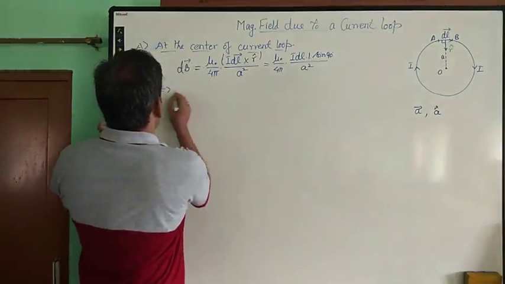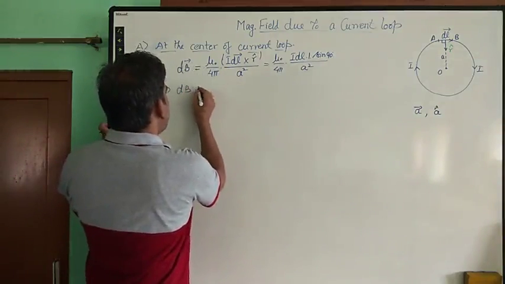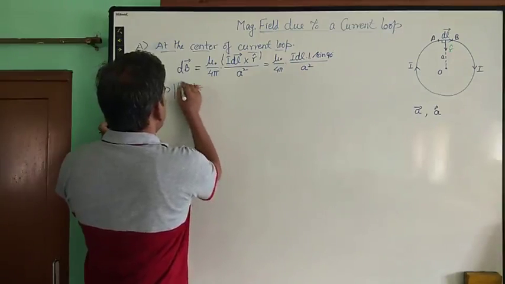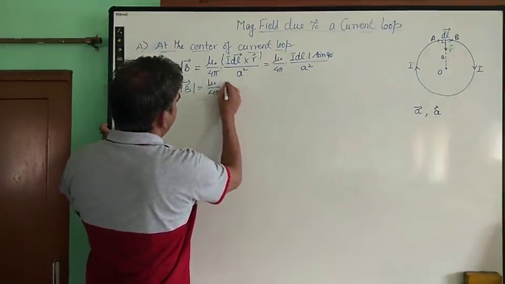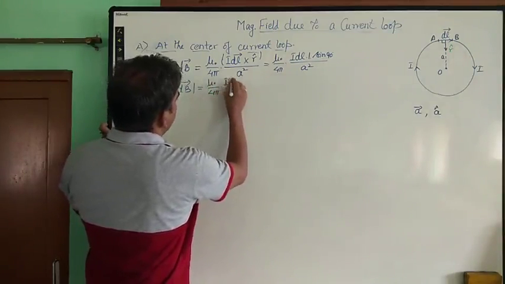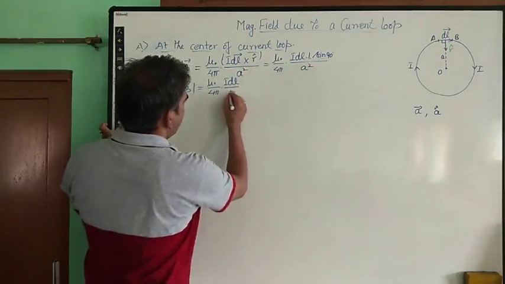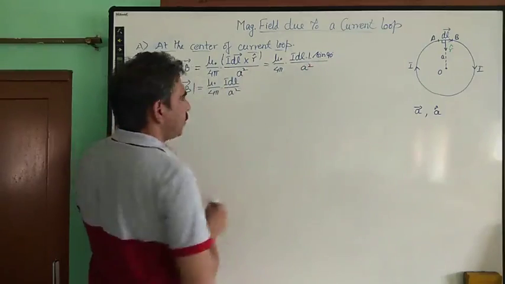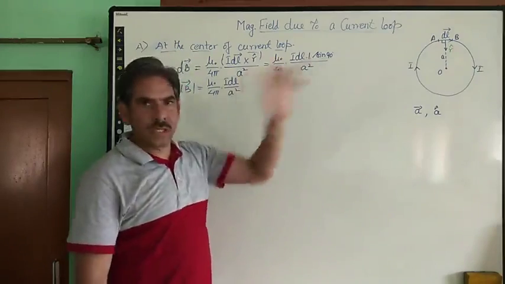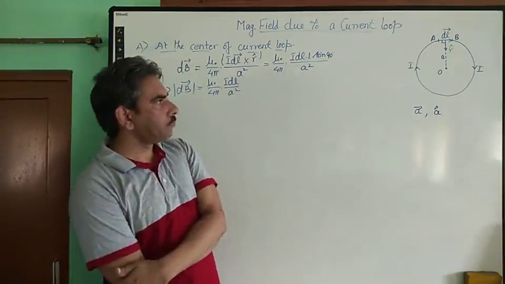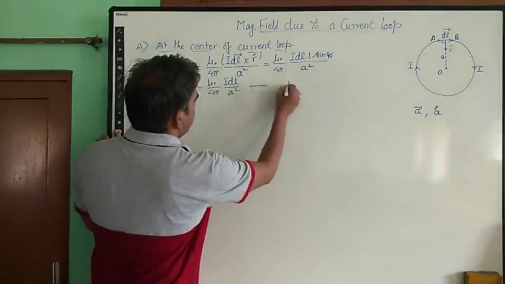From here the magnetic field, in terms of its magnitude, takes the form mu naught upon 4 pi into I dl upon a squared, because all other terms remain 1. This is the magnitude of the magnetic field at the center due to a small length element of this circular current carrying loop, where I is the amount of current flowing through the loop. Let this be equation number 1.